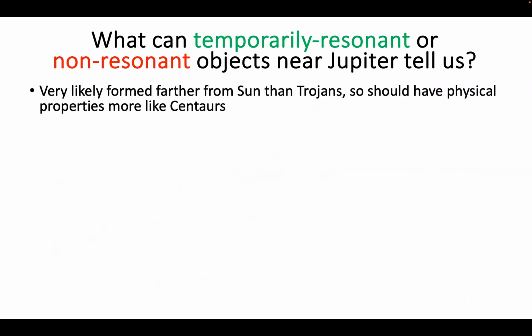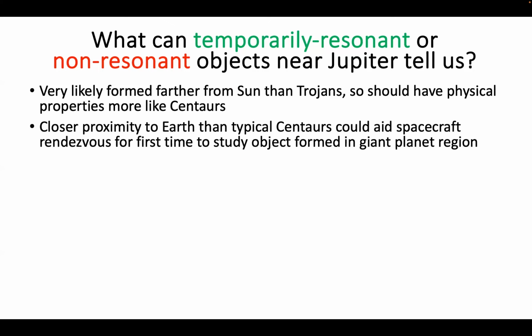Most of these temporarily resonant objects or non-resonant objects likely formed farther from the sun than the rest of the primordial Trojans. So they should have physical properties that look more like the centaurs that formed farther from the sun. If we have many of these objects that are actually captured centaurs that are currently sitting in this resonance with Jupiter, they're actually closer to the Earth than many typical centaurs. And so they could be possible targets for upcoming spacecraft rendezvous missions.